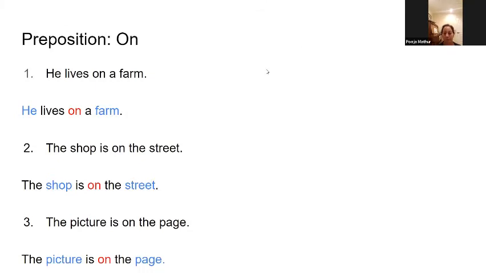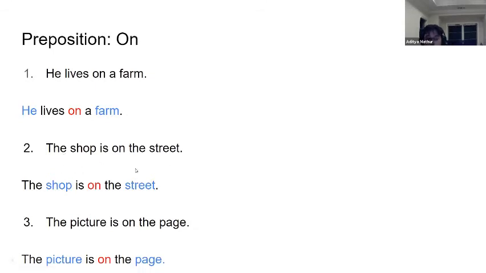Okay. So now that we know on, let's see. He likes Chennai. He likes... in the Chennai. So number 2, I'll read it for you. The shop is on the street.